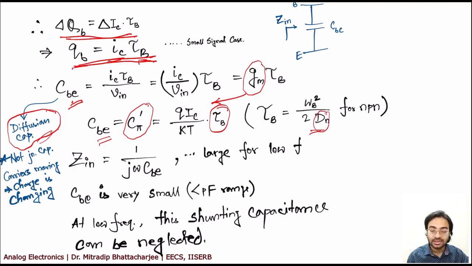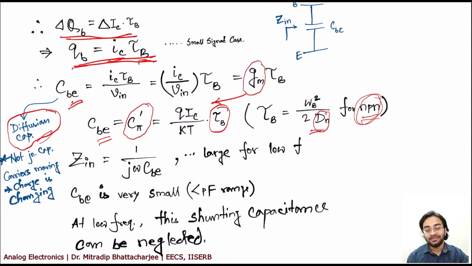Now all these analyses are performed for NPN. You will find that in practice we are using more NPN than PNP. In case of PNP, just the polarity will change, but we will use NPN more. And even in practice, you will find people are using NPN transistors more than PNP. What is the reason?